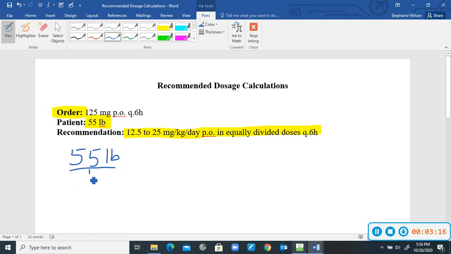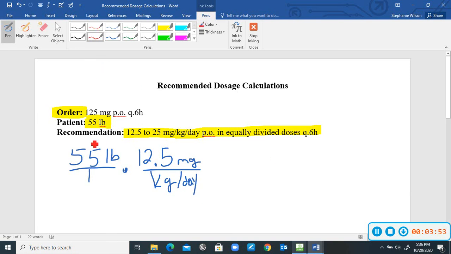What I'm going to do is put that 55 pound over 1. So that means it's one patient. And I'm going to go ahead and look for the minimum first. And I'm going to say 12.5, make sure my decimal is visible, milligrams over the kilogram per day. And if you notice, we haven't reduced the pound down. So if you want to reduce the pound down before you get in here, you can. Just be careful and don't round until we're completely done.